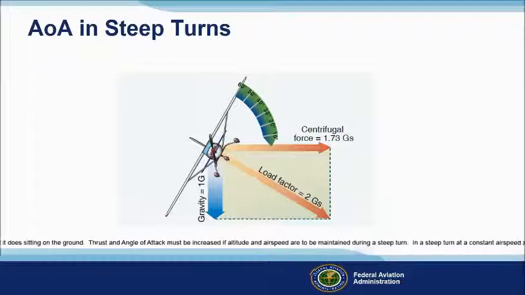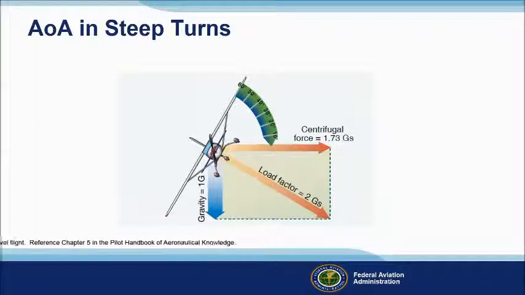Thrust and angle of attack must be increased if altitude and airspeed are to be maintained during a steep turn. In a steep turn at a constant airspeed and altitude, the AOA of the wing is significantly closer to the critical AOA stall than in level flight. Reference Chapter 5 in the Pilot Handbook of Aeronautical Knowledge.